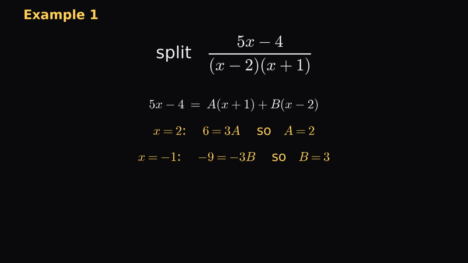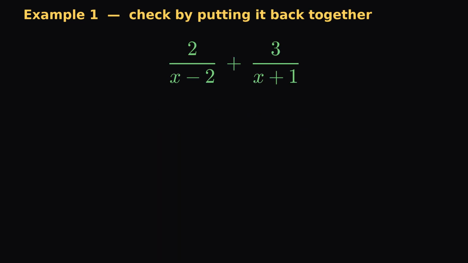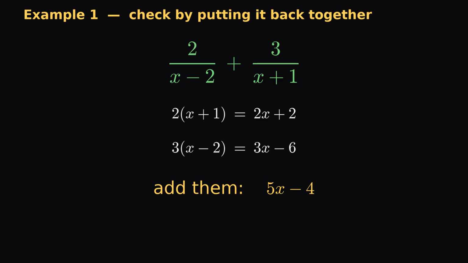Now put x equal to minus 1, which kills the first bracket. On the left, minus 5 minus 4, which is minus 9. On the right, b times minus 3. So b is 3. 2 over x minus 2 plus 3 over x plus 1. And check it by putting it back together. 2 times x plus 1 is 2x plus 2. 3 times x minus 2 is 3x minus 6. Add them and you get 5x minus 4. That is exactly what we started with.